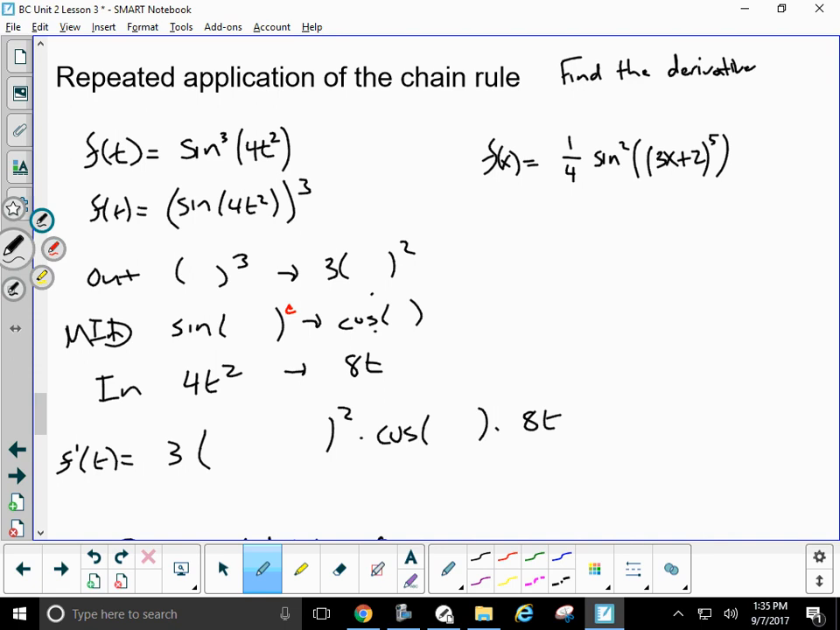Now, what is going inside of these pieces? Well, the sine is going into the stuff being cubed. So sure, I can write down sine, but it's the sine of stuff. What is the stuff that's in sine? It's the 4t squared. Then, when I took the derivative of the sine, I got the cosine. This would be the 4t squared in there. So you see, it's the stuff that started out inside the cubed that gets left in there. The stuff that started out inside the sine, that gets left there, followed by the 8t.